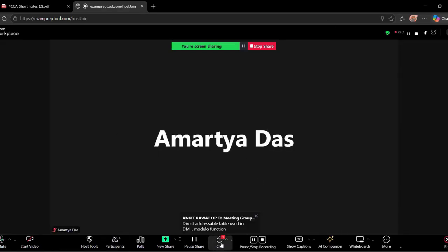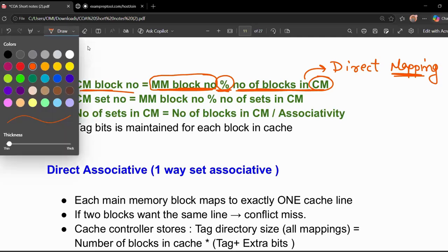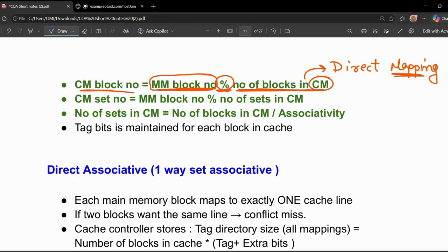So what will this mapping technique say? First of all, you should have your main memory block number. Then you just have to do modulo with the total number of blocks in the cache memory. Now, next point: how can you find the cache memory set number? Same thing. You first require the main memory block number, then take modulo with the number of sets in the cache memory. This technique is used in set associative mapping.